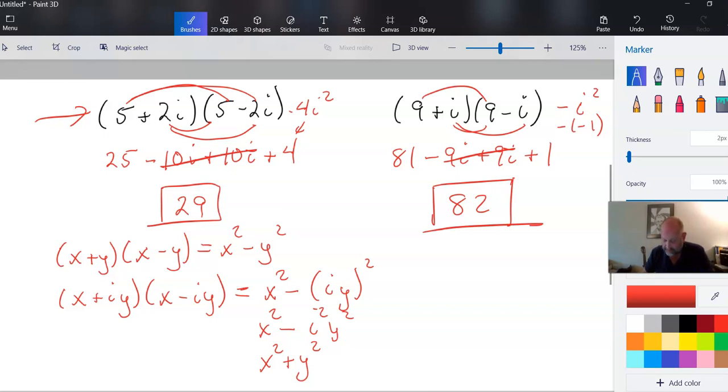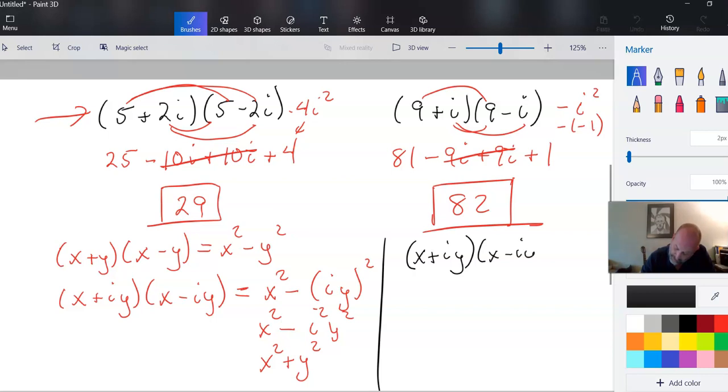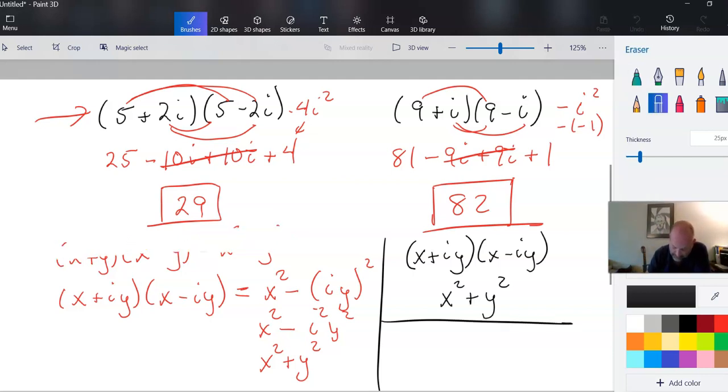Okay, so this is a shortcut. This is actually a really nice shortcut. Let me switch colors here so I can make it stand out. If I have x plus iy times x minus iy, what I get is x squared plus y squared. Now, let's see if we can actually apply that to what we just computed.